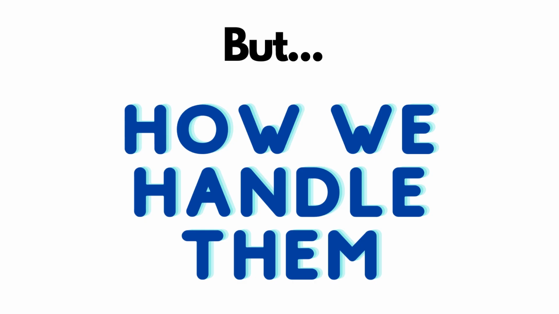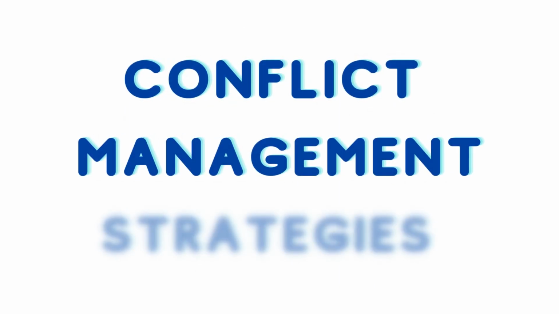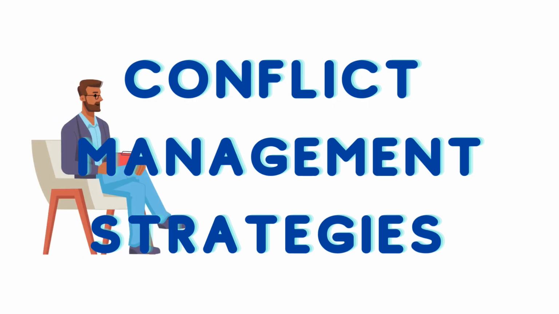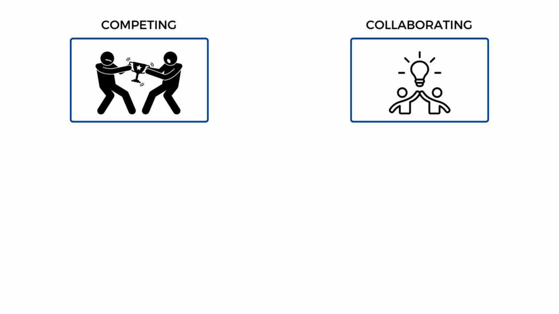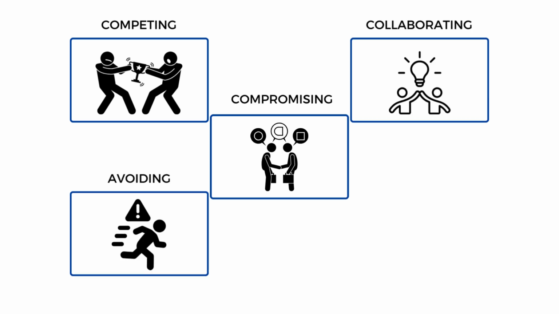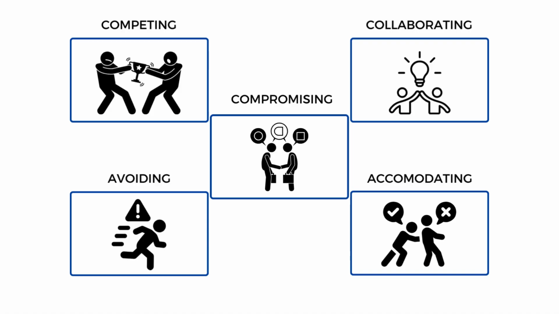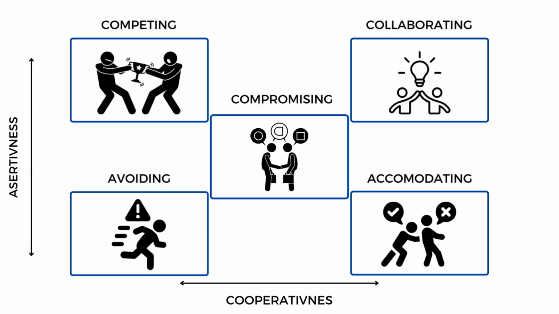Let me introduce you to the Thomas Kilmann conflict management strategies. It was developed by psychologists Kenneth Thomas and Ralph Kilmann, and it helps us understand different ways people handle conflicts and how we can use these methods to find the best solution for everyone involved. The model identifies 5 main styles of conflict management: competing, collaborating, compromising, avoiding, and accommodating. They are divided by the level of assertiveness and by the level of cooperation. Think of them as different strategies you can use depending on the situation.